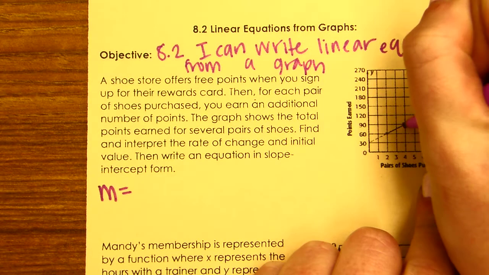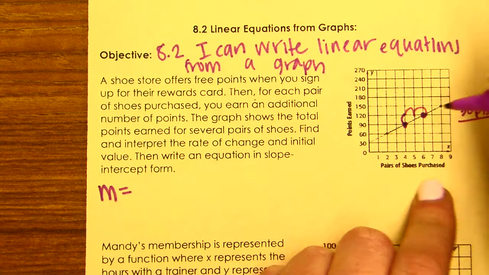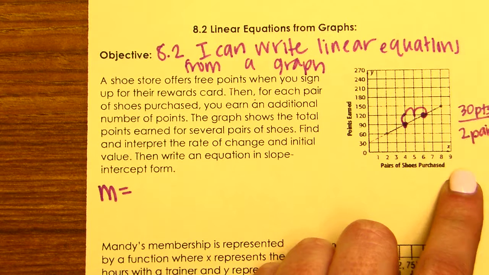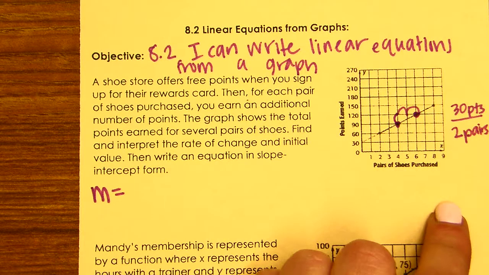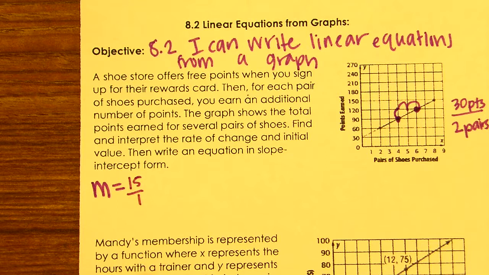And from this point to this point, it goes up 30 points. My change in y is 30 points. My change in x is 2 pairs of shoes. And I can simplify that to 15 over 1. So my rate of change is 15 over 1, and I have to interpret or say what it means.